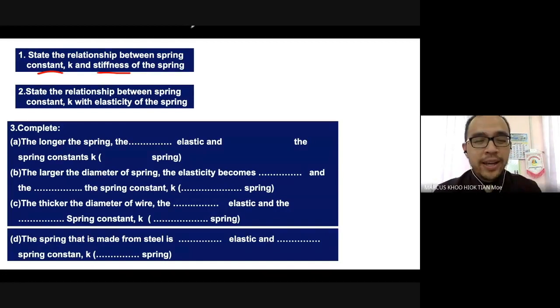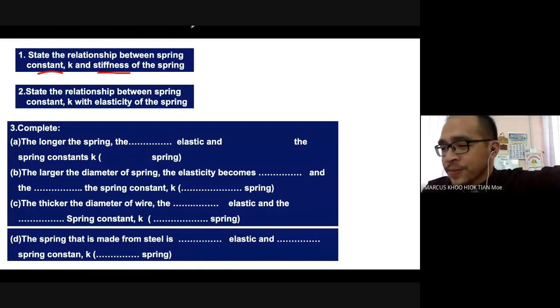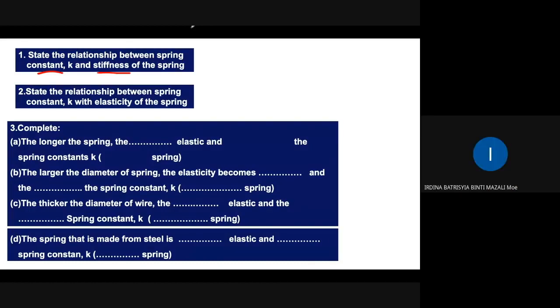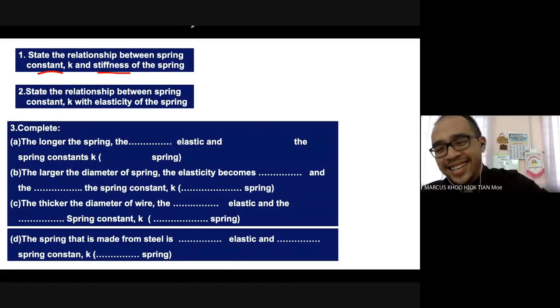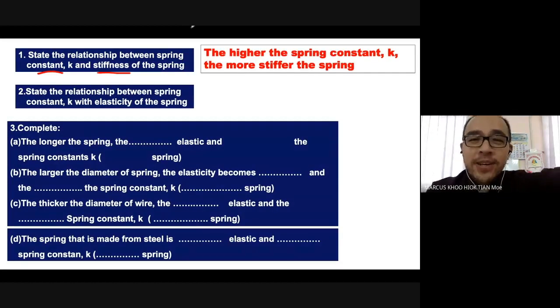Maybe this is also why nobody likes to answer my questions, because I make you feel unsure, right? Which affects which? Does the spring constant affect the stiffness, or does the stiffness affect the spring constant? Spring constant affects the stiffness. Okay, the higher the spring constant, the stiffer the spring. The spring constant must come first. Okay, the stiffness of the spring depends on the spring constant.